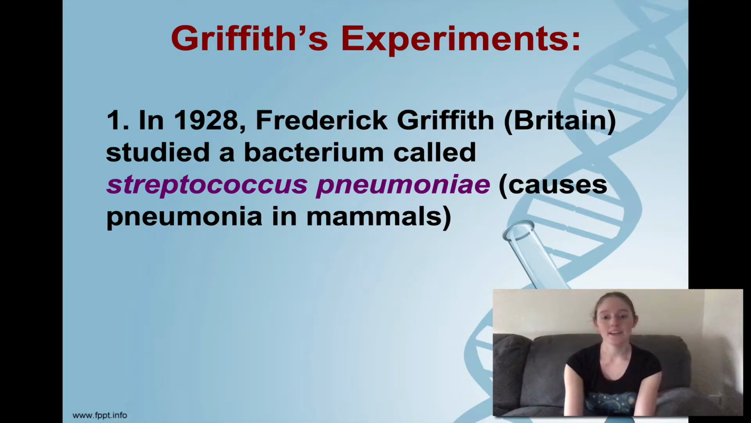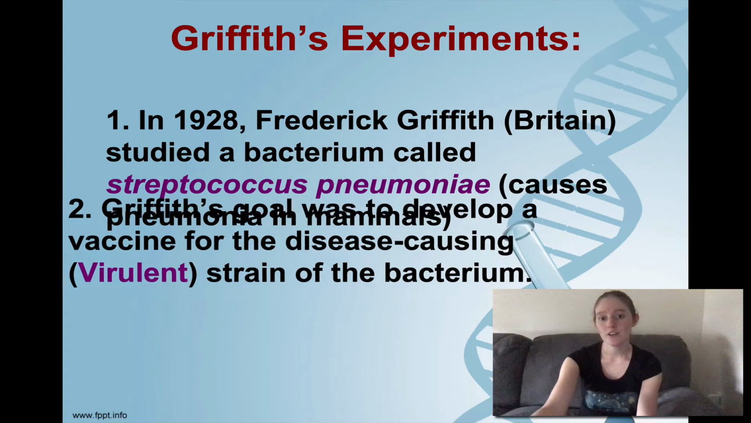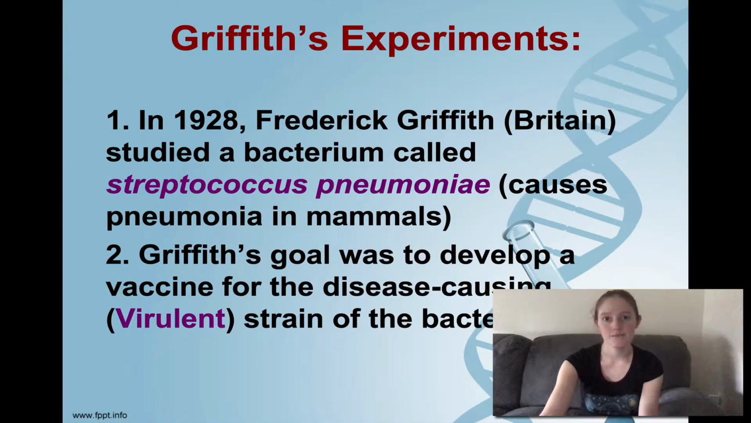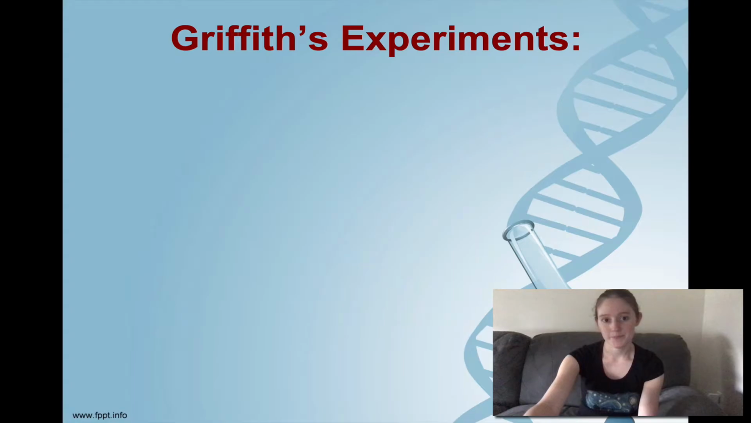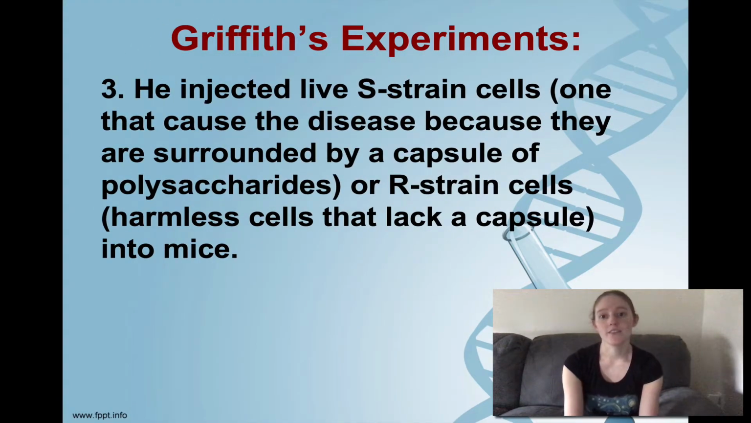So in 1928, this guy named Frederick Griffith, who is from Britain, studied a bacterium called Streptococcus pneumonia, which causes pneumonia in mammals. He was trying to develop a vaccine because people were dying from it. The disease-causing strain is called a virulent strain. He injected a live S strain, which is surrounded by polysaccharides, and this capsule keeps the bacterium safe from your immune system. The R strain lacks this capsule. It is still disease-causing, but because it doesn't have that capsule, your immune system can actually attack it.